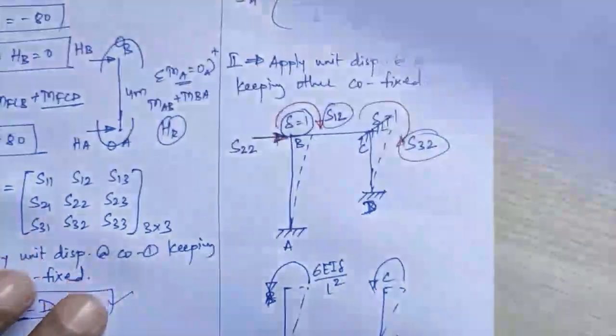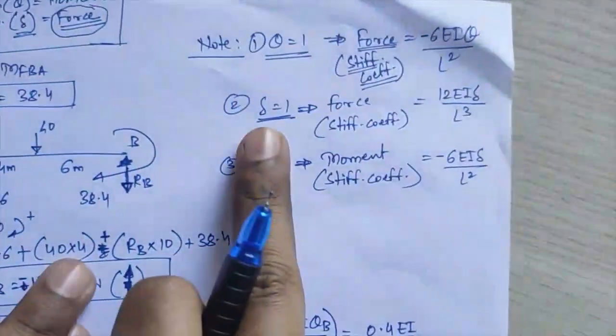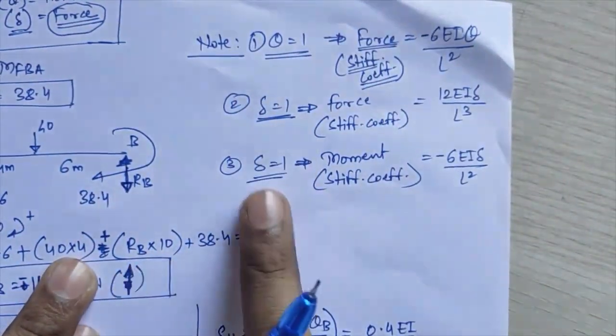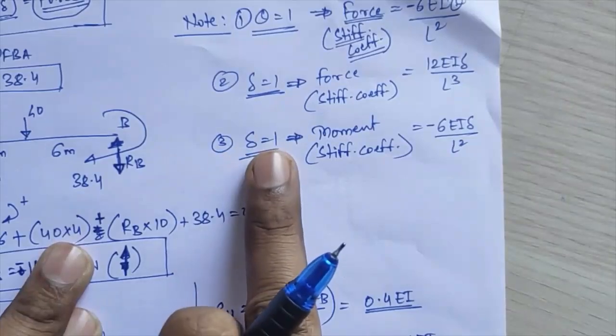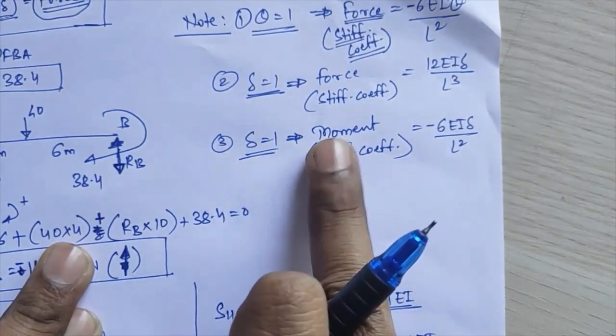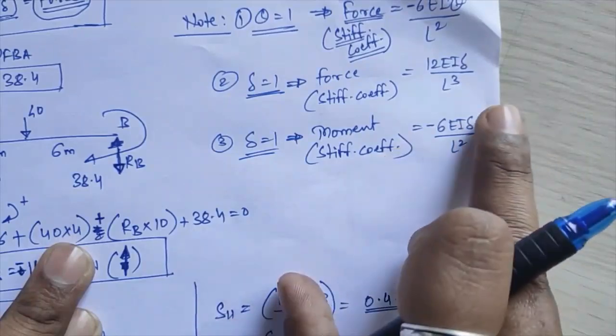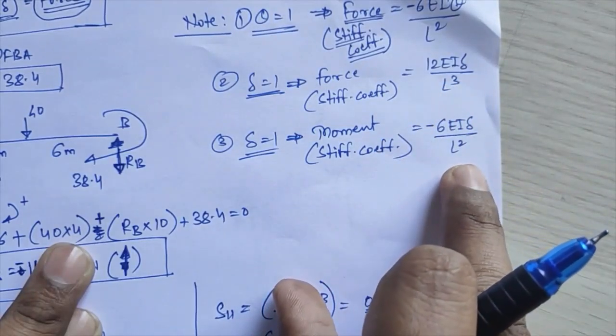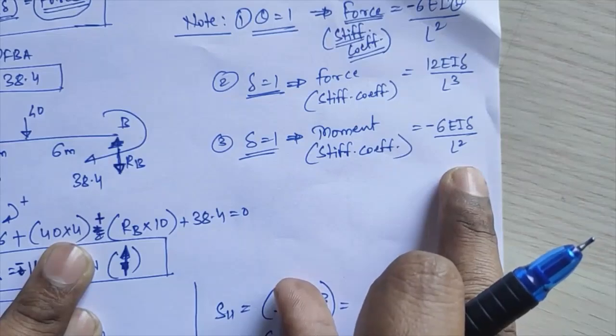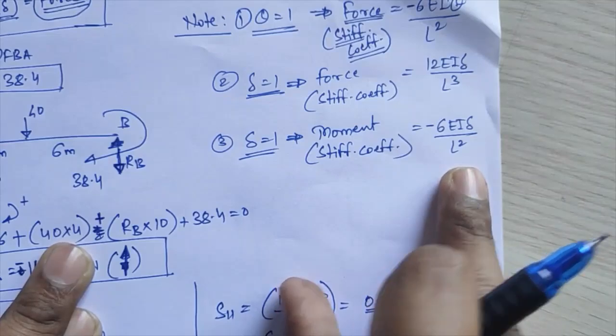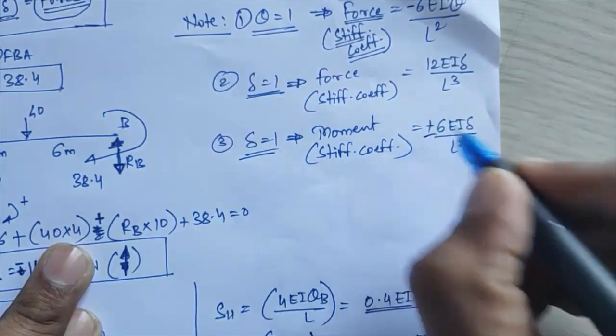That is, if you see these notes again, if you are having delta equal to 1, we'll see the third note first. If you are calculating the moment as your stiffness coefficient, that gives a value equal to minus 6 EI delta upon L square. That gives minus 6 EI delta upon L square.